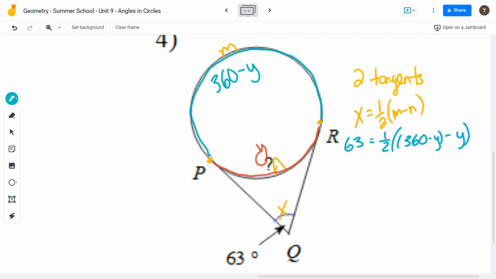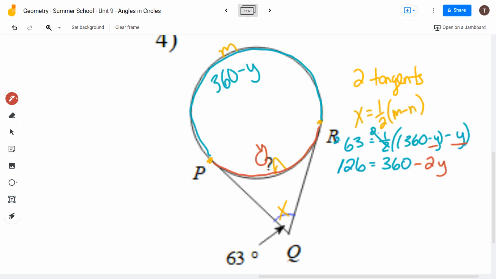Now, the best thing to do to get rid of a half and multiply by something, we can divide by a half, or we can multiply both sides by 2. So if we multiply both sides by 2, that cancels out the 1/2 over here. And if I multiply 63 by 2, I get 126. Now, inside parentheses here, I have to combine like terms. And I know I'm using a lot of colors here, but I have a negative y and a negative y. So that actually becomes negative 2y.